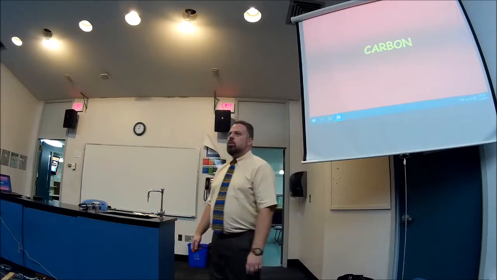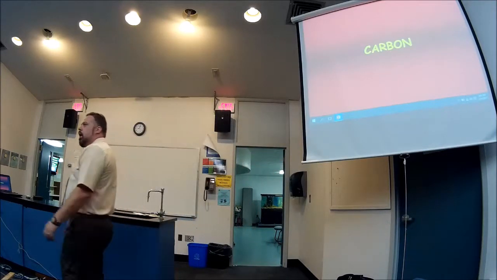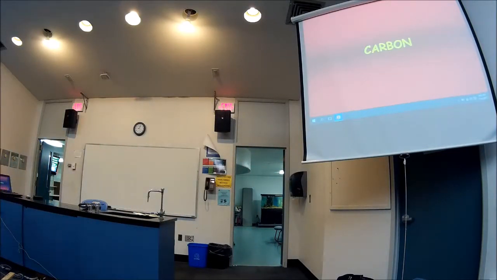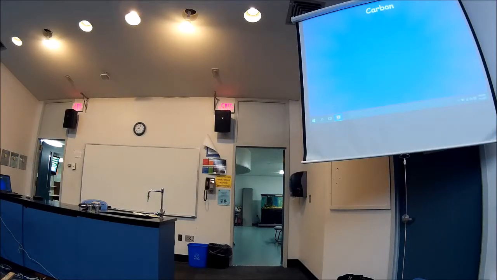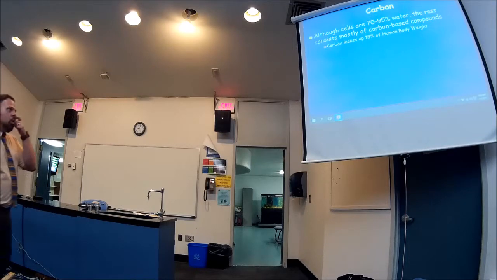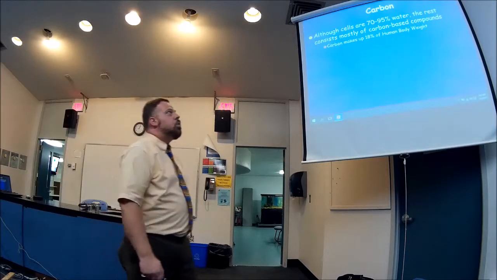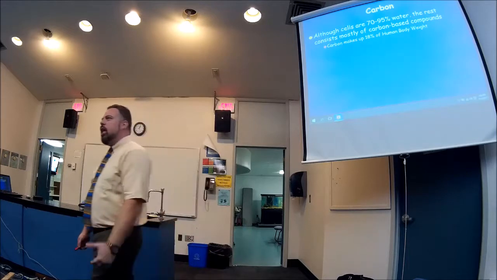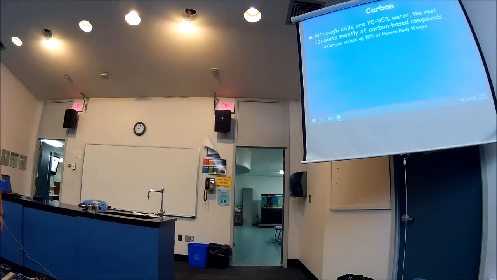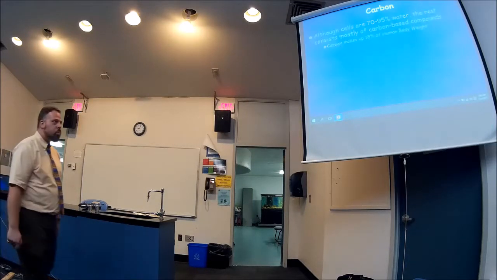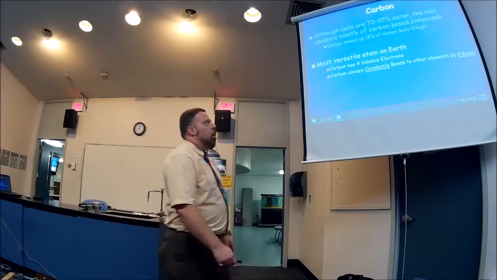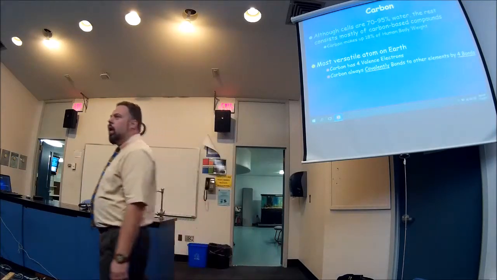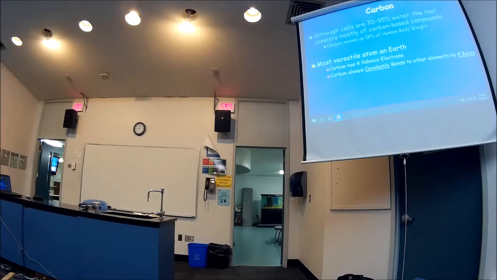All the proteins and fats that are part of you, and carbohydrates or sugars, you are carbon. About 18% of your weight is carbon. So although cells are 70-90% water, as I mentioned, 18% of your body weight is related to carbon. And that's one of the four major elements in our body. It's the most versatile element that we use on Earth.